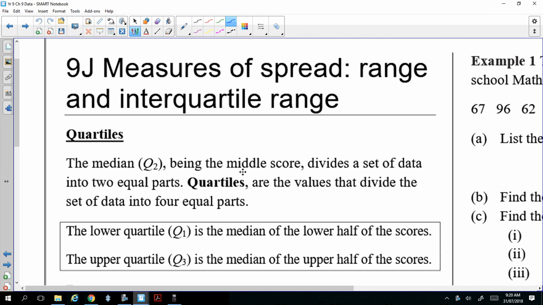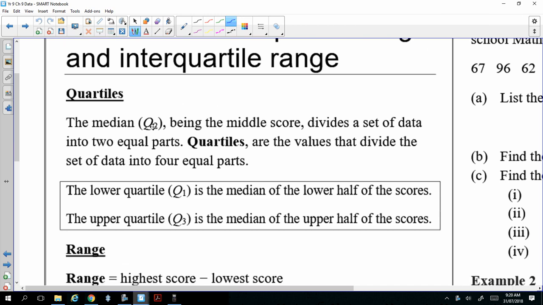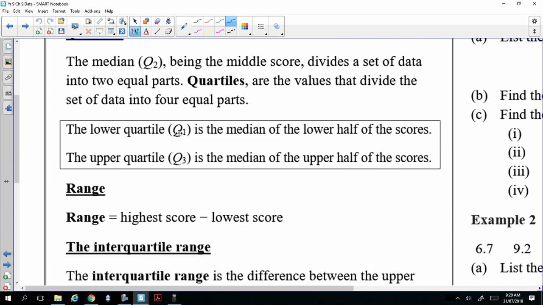Okay, we need to learn about quartiles. You learned about that last time. There's the median, Q2, being the middle score, which divides a set of data into 2 equal parts. Quartiles are the values that divide the set of data into 4 equal parts. Q1, called the lower quartile, is the median of the lower half of the scores. The upper quartile, Q3, is the median of the upper half of the scores.